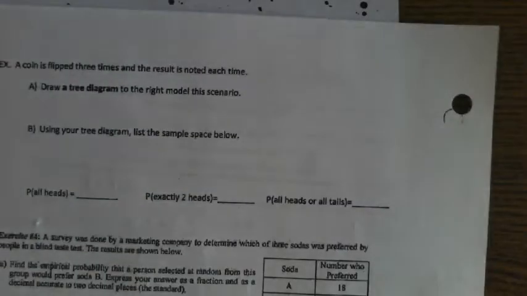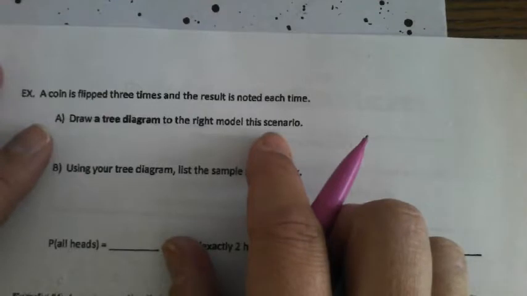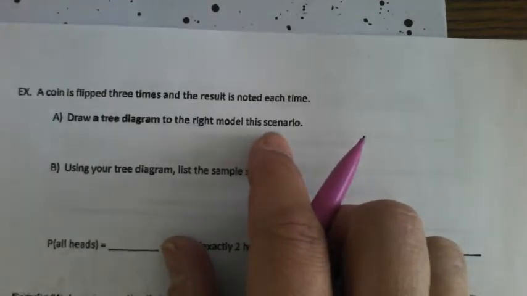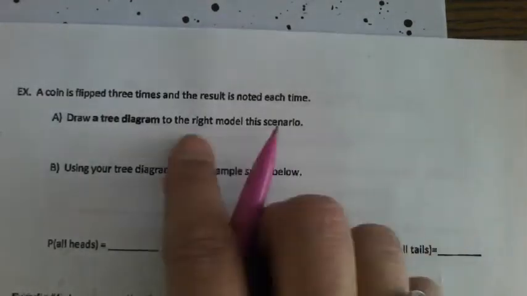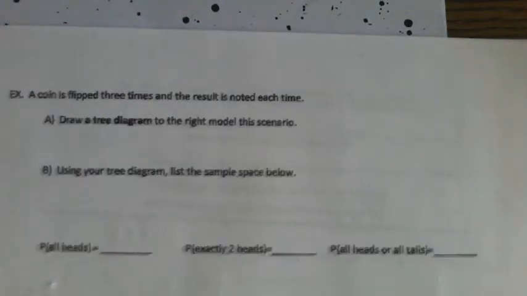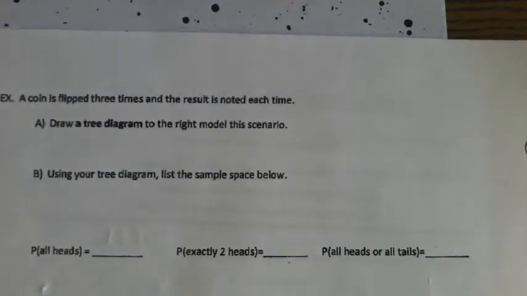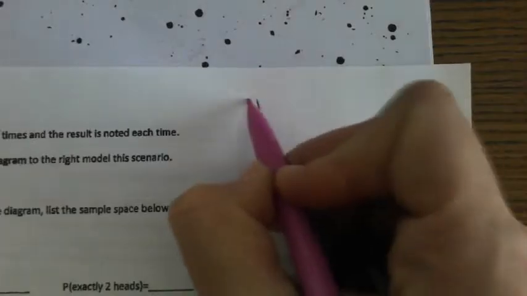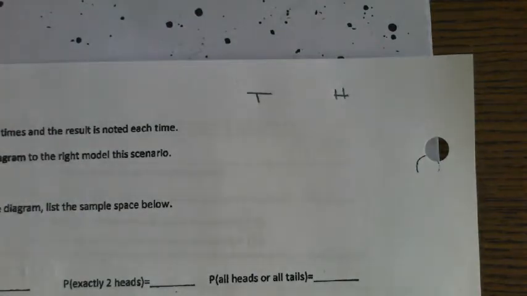All right. A coin is flipped 3 times. So we have 3 events that are kind of being stacked on each other. Draw a tree diagram that's really going to help us model how many possible outcomes there are. So on your first flip, you're going to get a heads or a tail. I did tails or heads. So this is event 1.